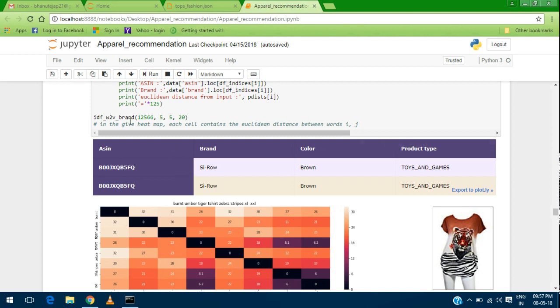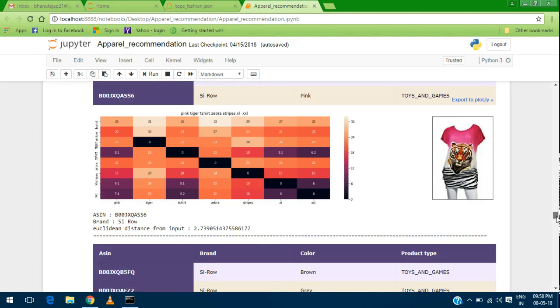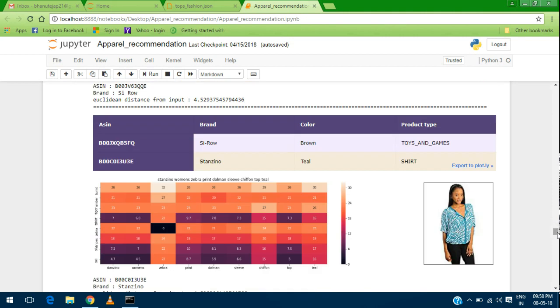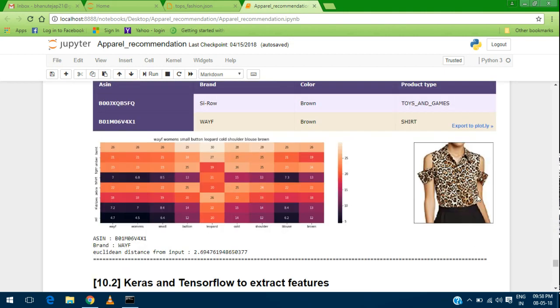Next comes the weighted similarity using brand and color, where we give some weight to our brand and also color. So here we have 12566 as our product ID and 20 as our number of recommendations that we need, and 5 and 5 are the weights given to both brand and color. We can change these, like if we want products of the same brand, and if we want to recommend only the products of one particular brand, we can give more weight to the brand. So these are the recommendations that we get using weighted similarity. So again we got a leopard here.